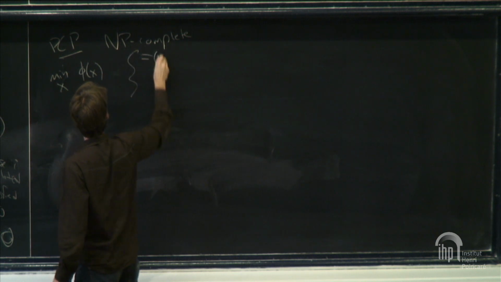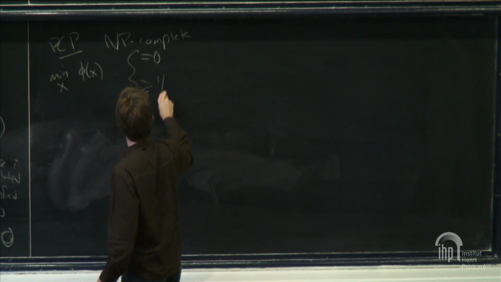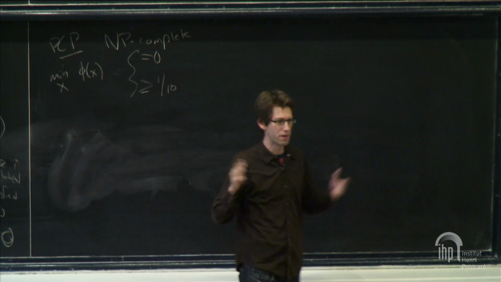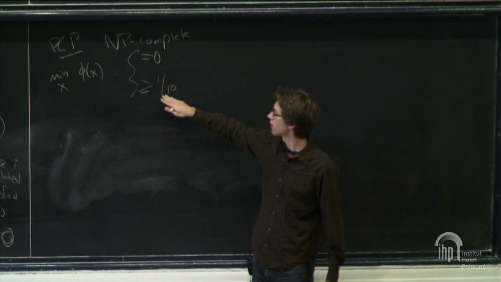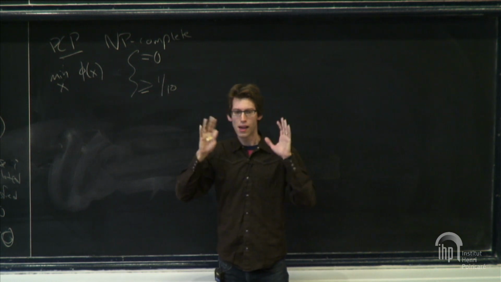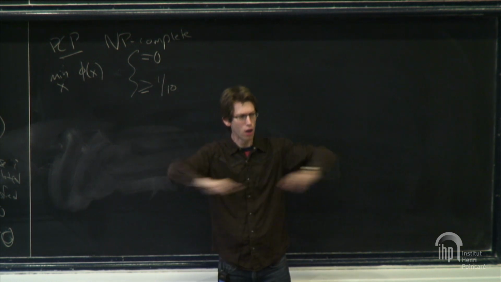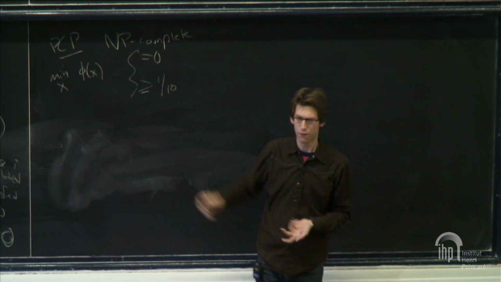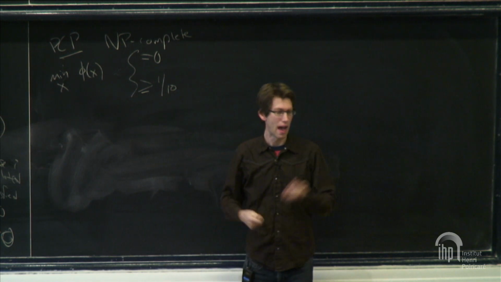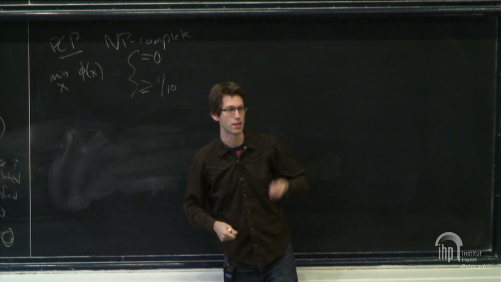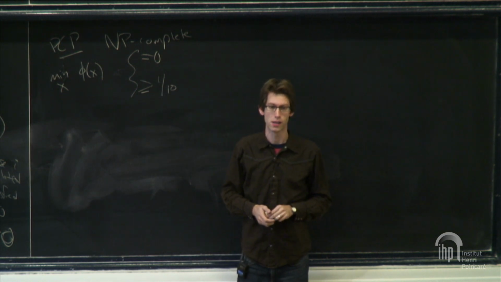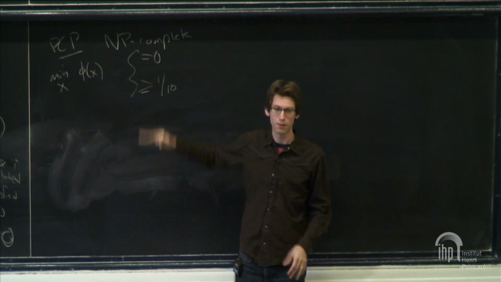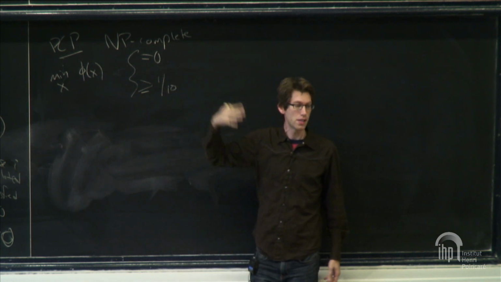is either equal to 0 or greater than some universal constant. Maybe even better than 1/10, but you get the idea. There's some universal constant, and so I know that either all of the clauses are satisfied or 1/10 of them are unsatisfied. And if 1/10 of them are unsatisfied, I'll notice that just by picking one at random. I have a 1/10 chance of noticing that. So that seems like it should be way easier. And the PCP theorem says, no, this is still NP complete.